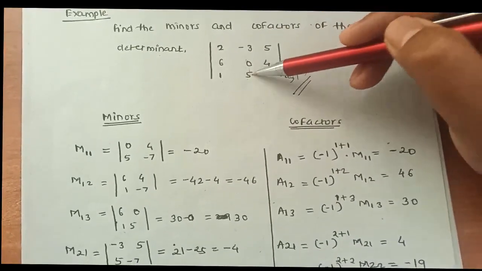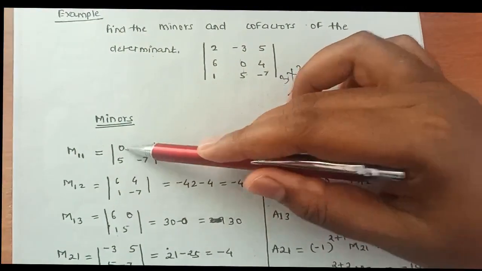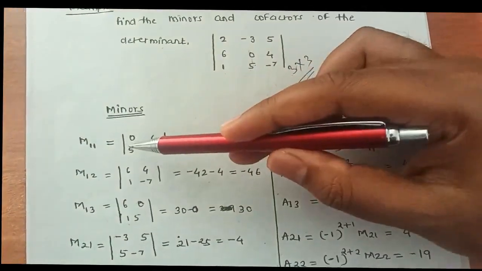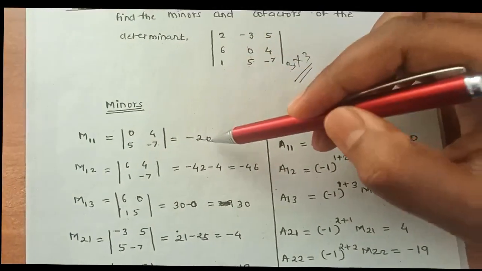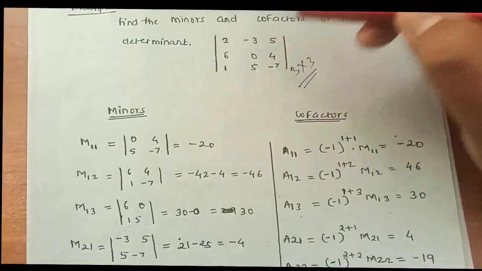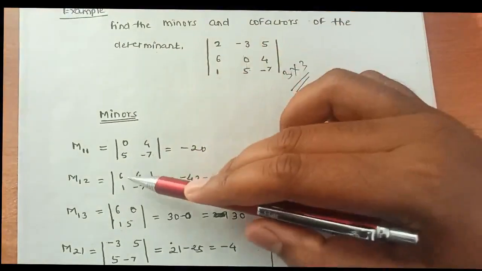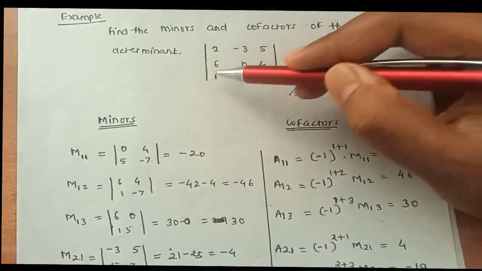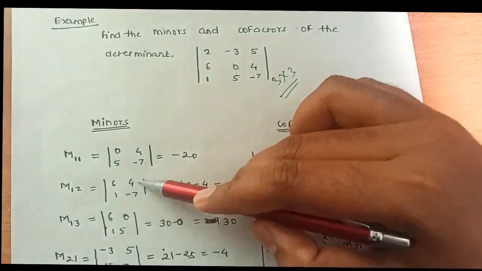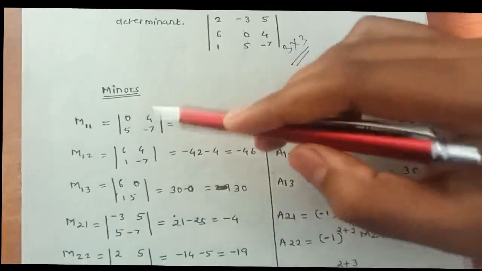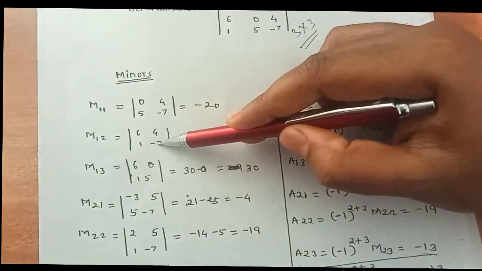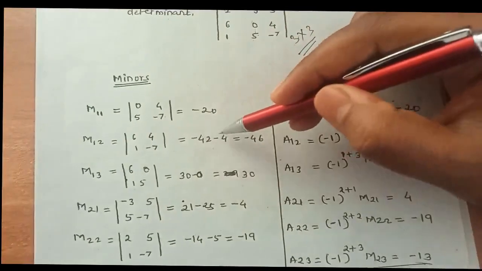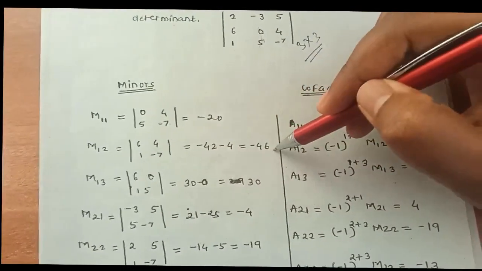Remaining elements are 0, 4, 5, and minus 7. Solve this determinant. 0 into minus 7 is 0, 0 minus 20, so minus 20. So you got the minor of the first element, that's for 2, is minus 20. Next, the minor for A12, that means this minus 3. So leave this column, leave this row. Remaining elements are 6, 4, 1, minus 7. Write them down in determinant form and solve. 6 into minus 7 is minus 42, minus 1 into 4 is minus 4. So minus 42 minus 4 is minus 46.